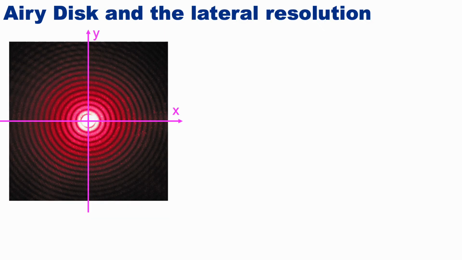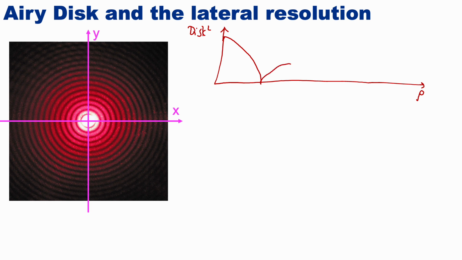So if you draw some profile of your disk in terms of your radial coordinates, here is your disk square, right? And what you're going to have is concentric rings, where every time you have less intensity, and the main lobe contains around 70%, and the first minimum is at 0.61 lambda f2 over r sub 0. So this is what Abbe defined as the resolution limit.